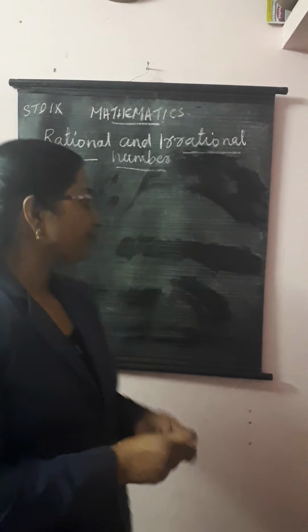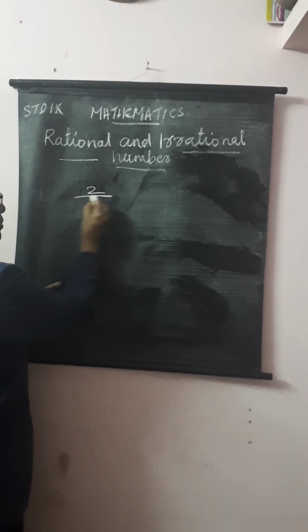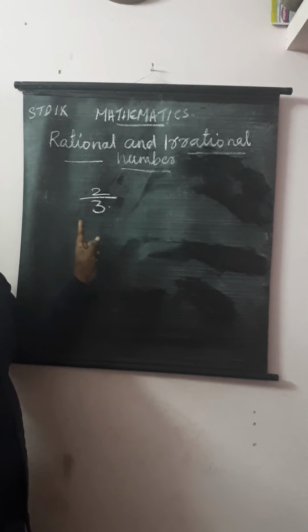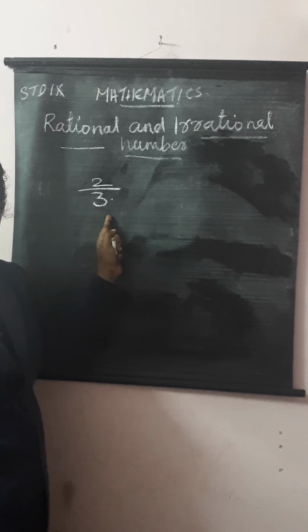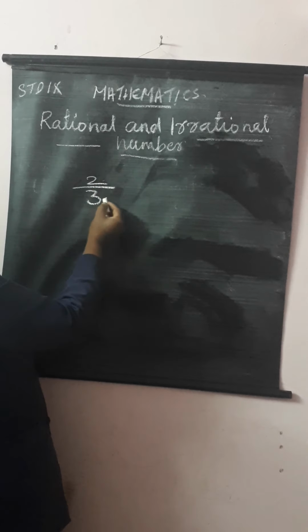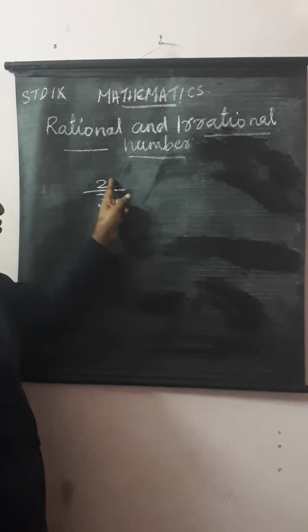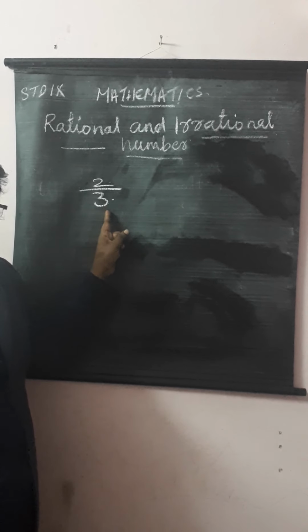What is the meaning of a fraction number? A number which has a numerator and denominator, that is a fractional form. For example, 2 by 3 is a fraction. Here you see, 2 is the numerator, 3 is the denominator.